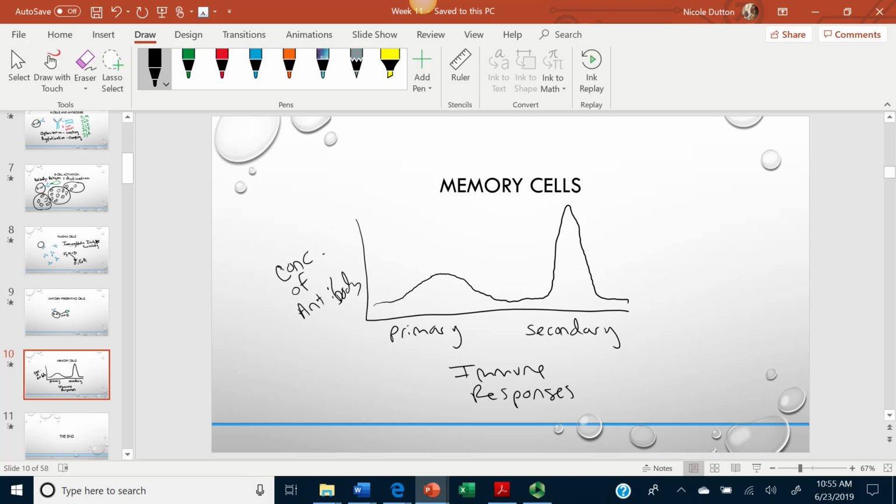We have our primary and secondary immune responses, and the concentration of antibody is graphed on this side. During our primary immune response, it takes a really long time to produce a little bit of antibody. But the second time we're exposed, because we have these memory cells, we produce tons of antibody in a really short period of time. That will help clear the infection before we ever get sick a second time.